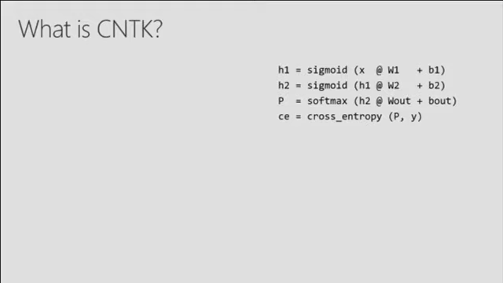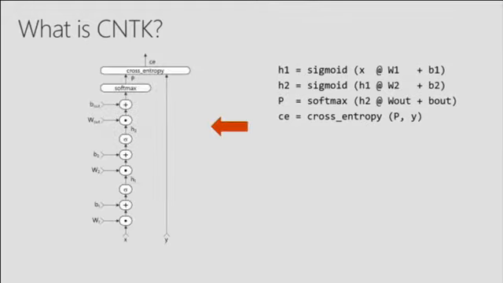Taking these 4 lines of Python code, what CNTK does is convert them into a graph. Here you can see that the operators or functions used in these equations or Python code are nodes in this graph, like multiplication or plus or the nonlinearity. And then the weight matrix, the bias, and the input and output are essentially data flowing in and out of this graph.